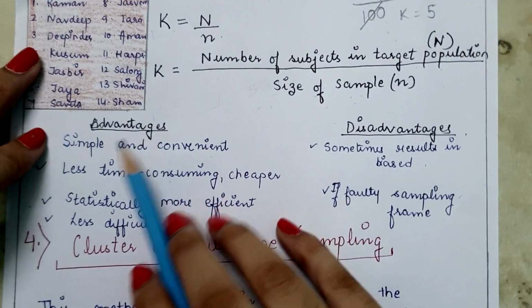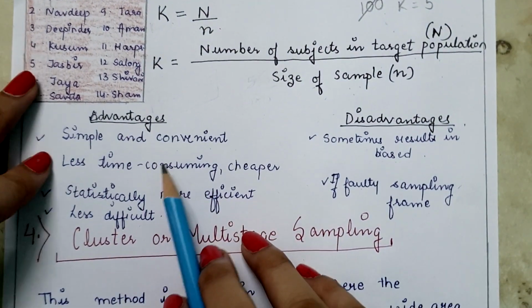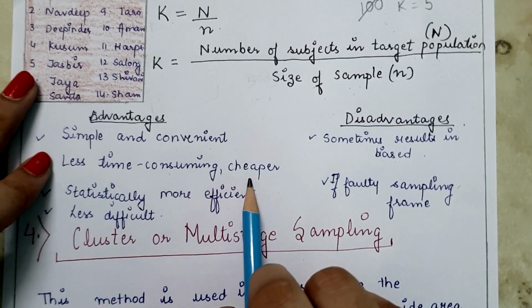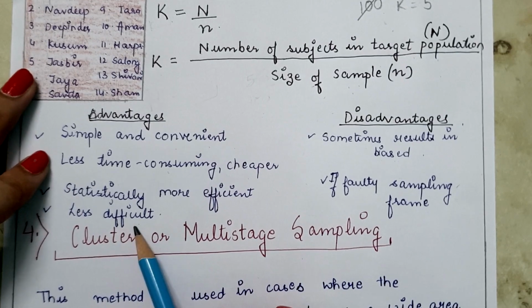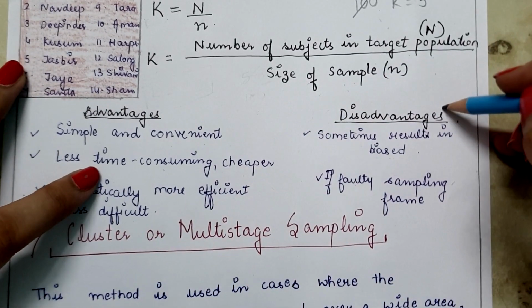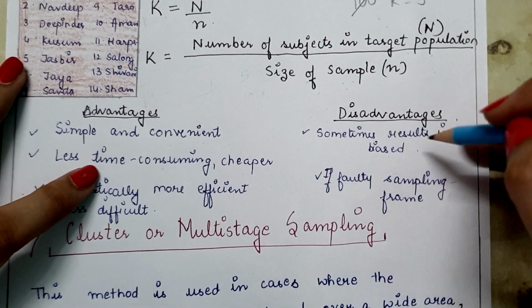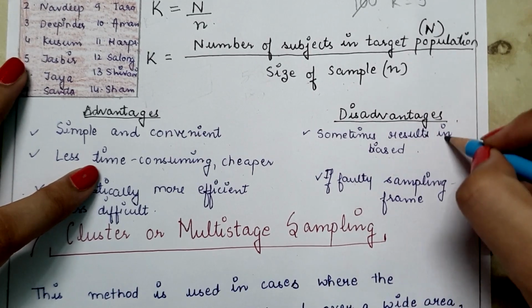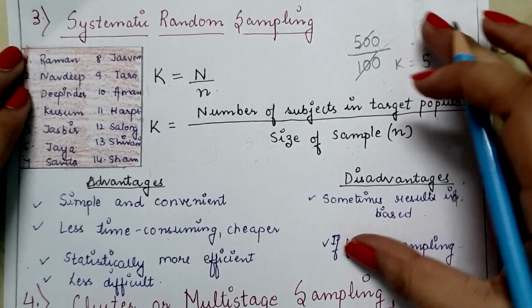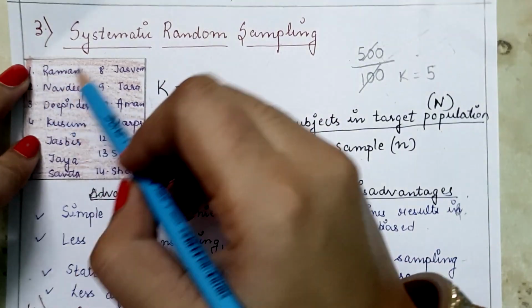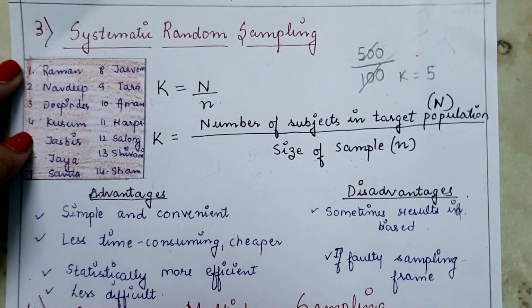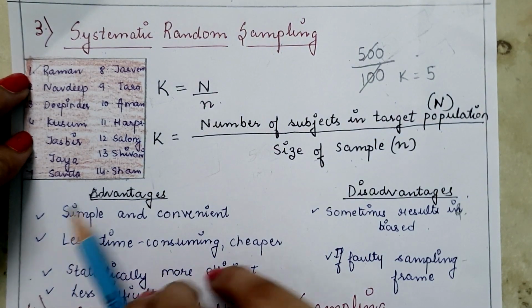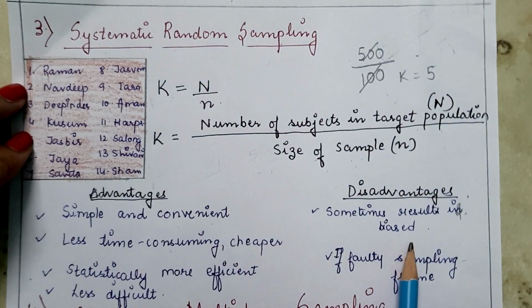First, its advantages: it is simple and convenient to use, less time consuming and cheaper, statistically more efficient and less difficult. On the other hand, its disadvantage: sometimes the result is biased. How is the result biased? If the first member from the sampling frame is selected non-randomly, then the results may be biased.